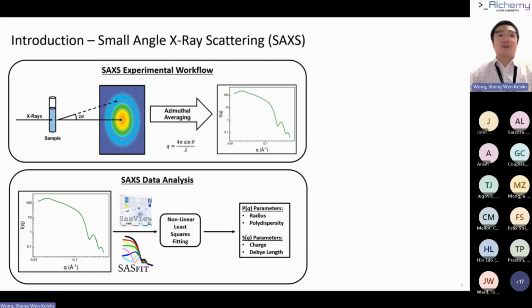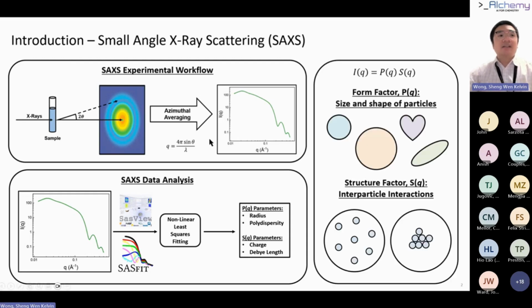This kind of analysis is typically carried out using existing software packages such as SAXSView and SAXSFit, and these packages perform nonlinear least squares fitting to fit experimentally obtained data with parameters in scattering models. These parameters are related to either the form factor or the structure factor of a SAXS profile.